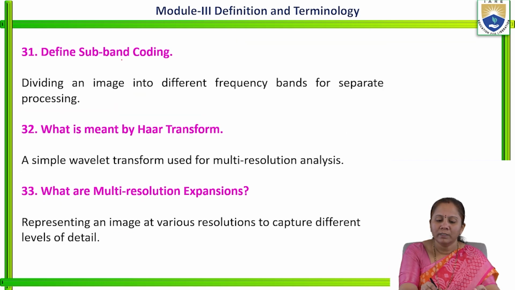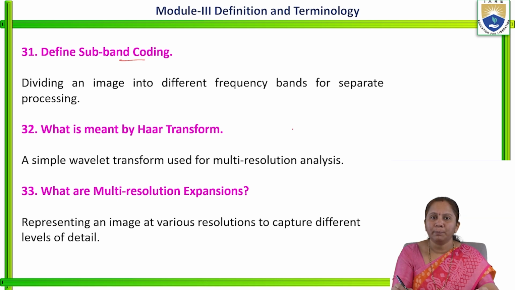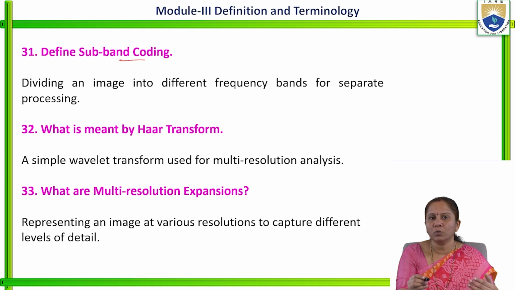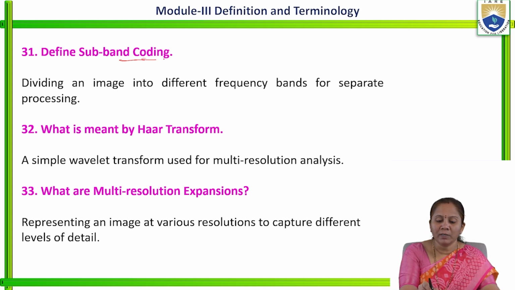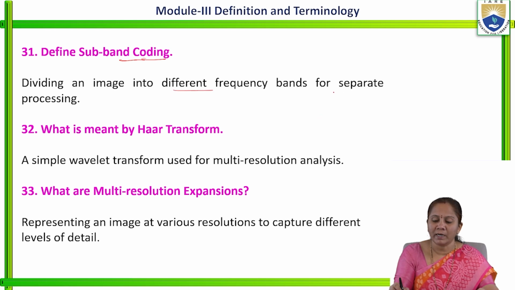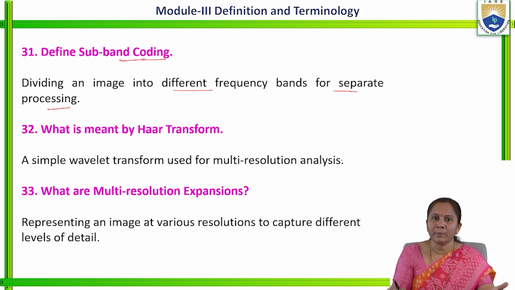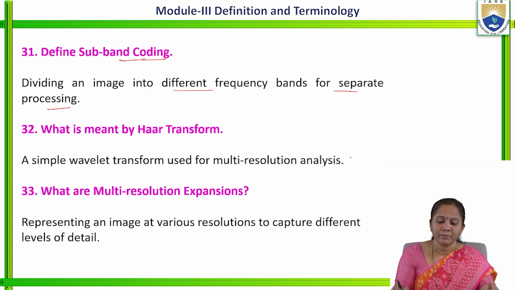And next one, define subband coding. So subband coding means we will have the original image, and that original image will be divided into different subbands using a bandpass filter. So subband coding means dividing an image into different frequency bands, in order to separate the processing.